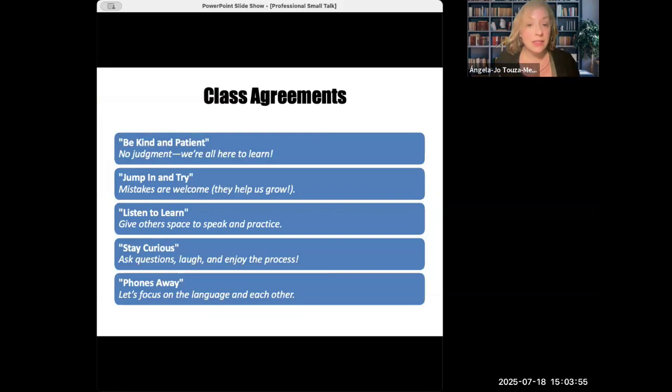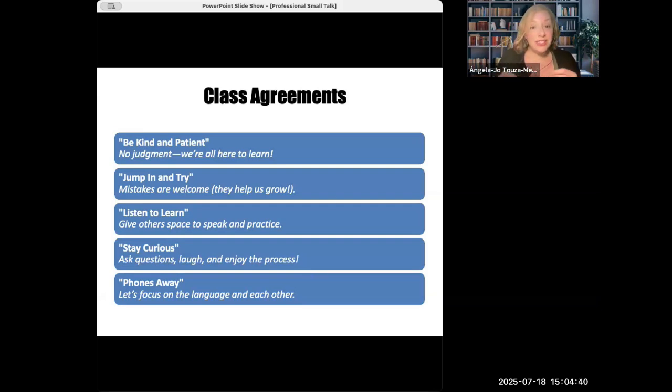So, our class agreements, as always, we are going to be patient and kind with each other. We're all here to learn, and we will make mistakes. I'm going to ask you to jump in and try. So that means that Shook and Dale, since it's just the three of us, this is going to be very interactive. And you know that I'm always interactive, so we're going to be much more interactive this time. We're going to listen to learn, which means that we're going to take time to give people room to speak and practice. Okay?